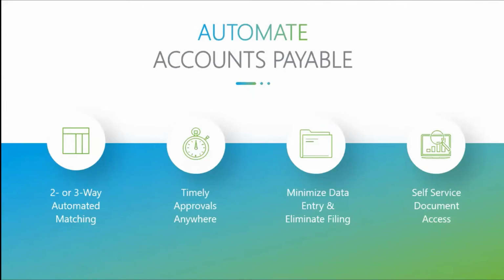So two-way and three-way matching is very problematic for companies, and it's very time consuming. Approvals, and minimizing data entry at every step in the process, so that people can focus on more strategic tasks. And then at the very end, you have this capability of also having self-service document access. And that's really critical because we want people, based on security, to have access to documents that are meaningful for them so they can just simply do the work that they're intended to do.